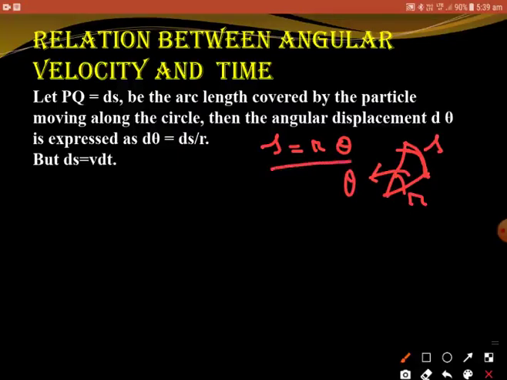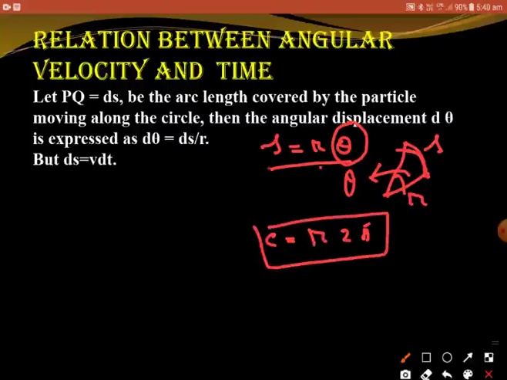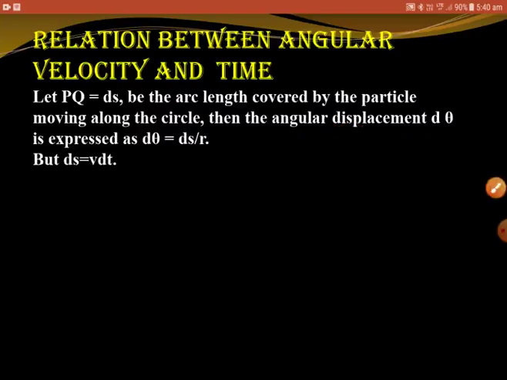If we use this relation, the circumference will be equal to twice pi r, since theta will be twice pi and the radius r. So arc length equals radius times the angle subtended by the arc at the center. From that relation we get d theta equal to ds by r. This is a small angular displacement d theta, and during it the arc length will be small, so we denote it as ds.